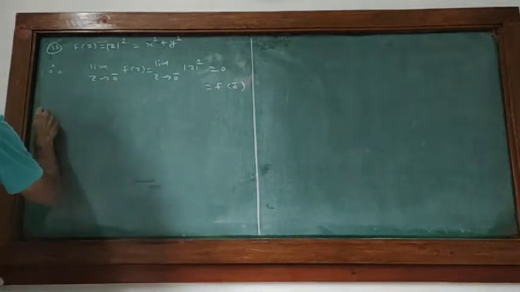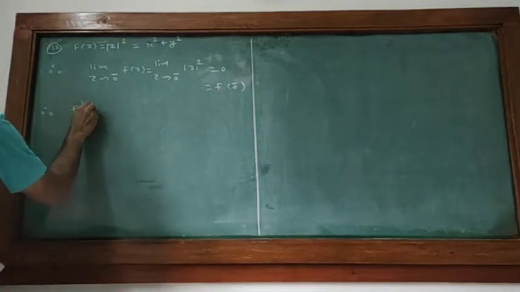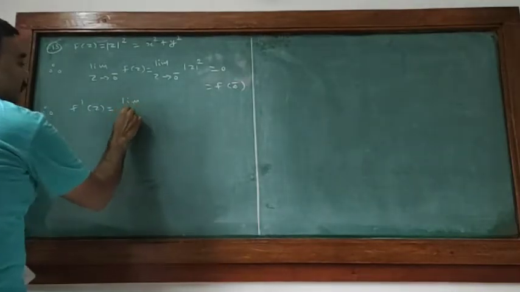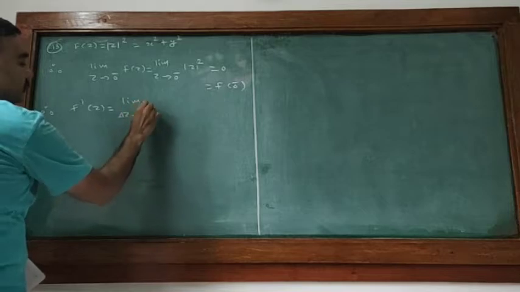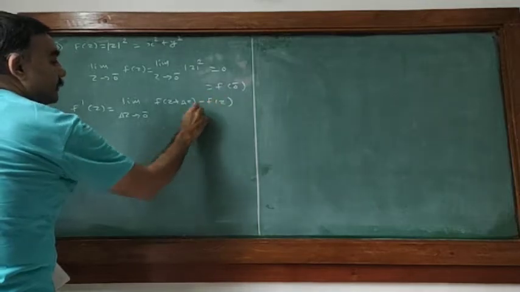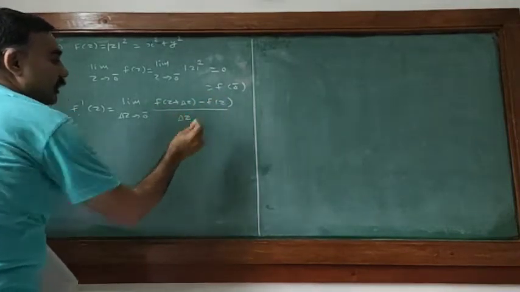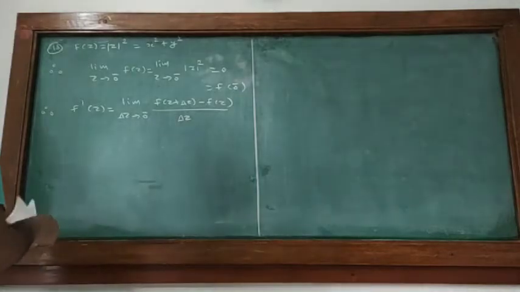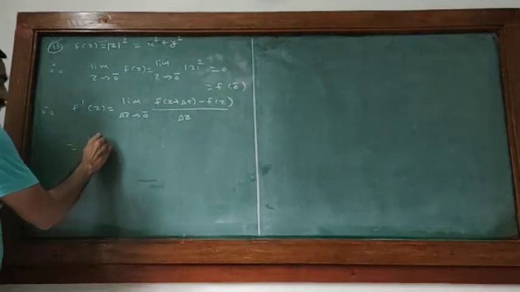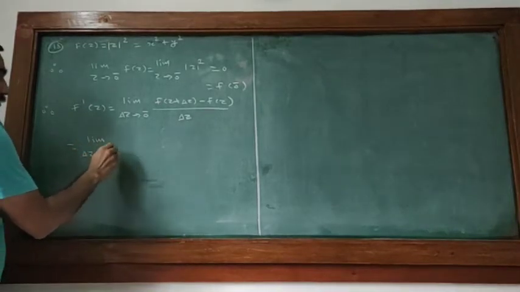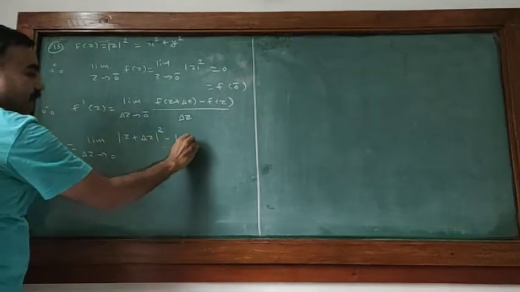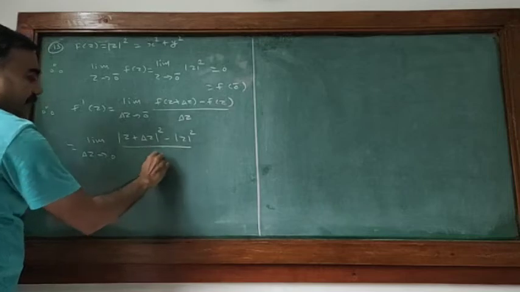So by definition, f dash z equals limit delta z tends to 0 of f(z plus delta z) minus f(z) upon delta z. This is equal to limit delta z tends to 0 of mod of z plus delta z square minus mod z square divided by delta z.